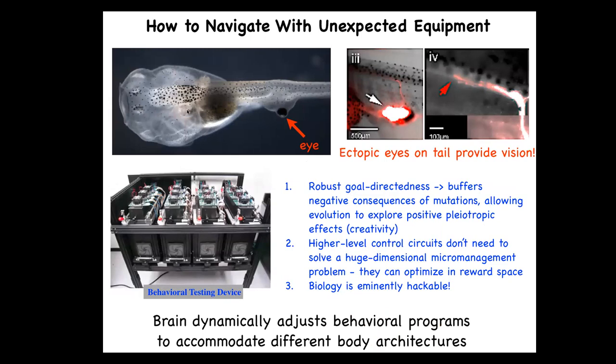This is a tadpole of the frog Xenopus laevis, one of our models. Here is the brain, here is the gut, here are the nostrils, and here's the mouth. And what you'll notice is that there are no eyes where they're supposed to be, so the primary eyes have been prevented. But what we did do is induce an eye to form on its tail. And I'll show you in a few minutes how we do that.